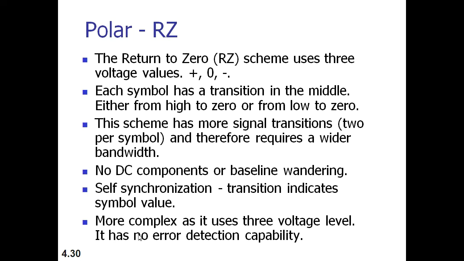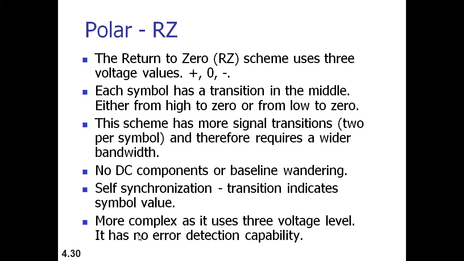In the case of polar NRZ, it will take only two values, positive voltage and negative voltage, and it will not return to zero. That is why its name is NRZ. Whereas in polar RZ, it will return to zero. So this will use three values: positive, negative, and zero.